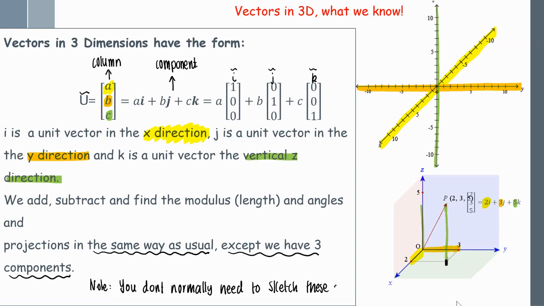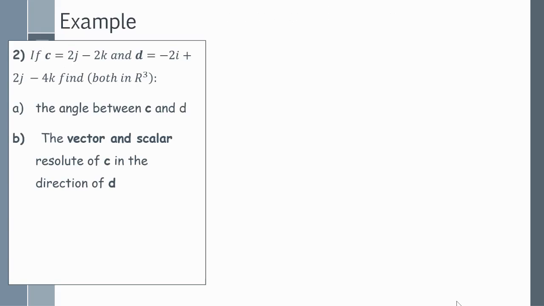We add, subtract, and find the length and angles between these vectors, as well as vector projections and resolutes, in the same way as usual, except we have 3 components. Note here, you don't normally need to sketch these vectors on a plane with the x, y, and z axis.